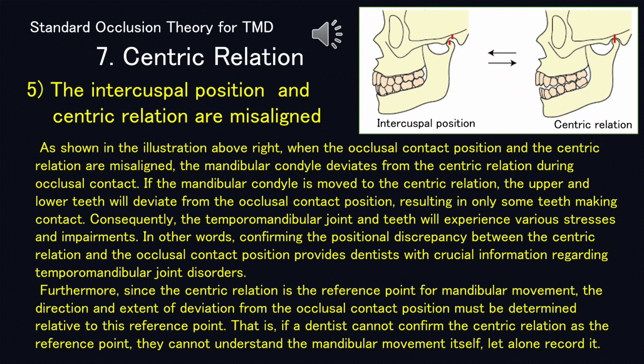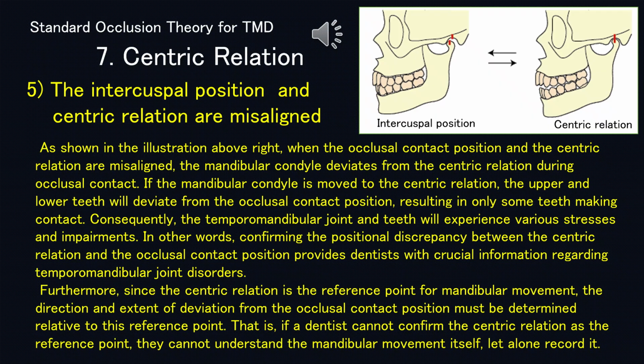5. The intercuspal position and centric relation are misaligned. As shown in the illustration above right, when the occlusal contact position and the centric relation are misaligned, the mandibular condyle deviates from the centric relation during occlusal contact. If the mandibular condyle is moved to the centric relation, the upper and lower teeth will deviate from the occlusal contact position, resulting in only some teeth making contact. Consequently, the temporomandibular joint and teeth will experience various stresses and impairments.